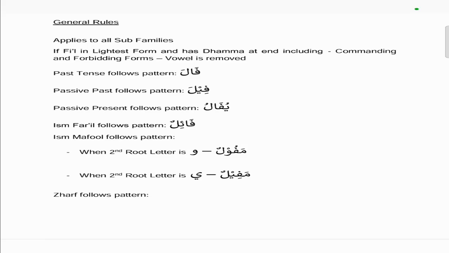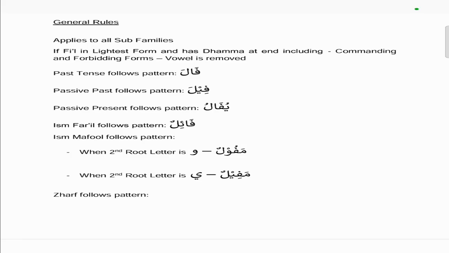The passive present follows, so bear in mind when we say it follows the pattern, for example, the past tense follows the pattern fa'ala. What we mean by that is when the first root letter is fa, the second root letter is the waw, whether it's wa or ya, and the third root letter is lam. You can switch those 3 root letters for any other 3 root letters, but that's the template. So that's what we mean by pattern.